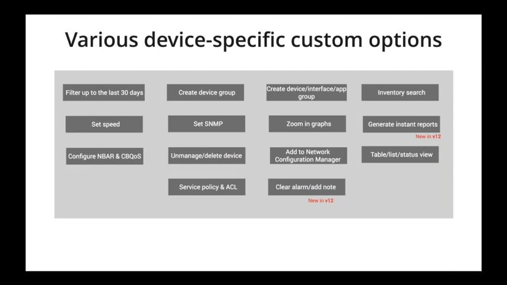You can set the speed for a particular interface. You can configure NBAR and CBQoS. You can add a new device group. You can set SNMP. You can also have an option to unmanage a particular device. You have an option to create policies. You can zoom to a particular graph or clear an alarm. So these are some of the options which you can apply to your particular device or interface page.